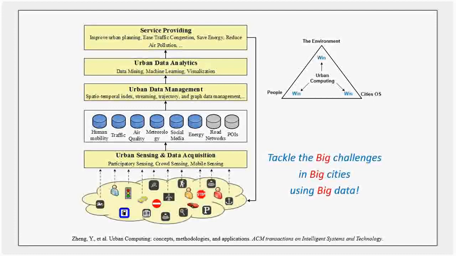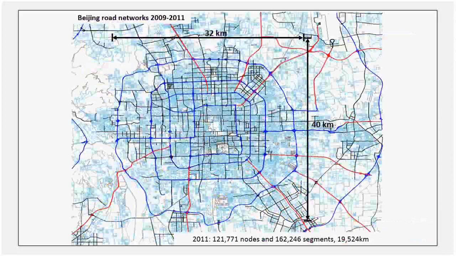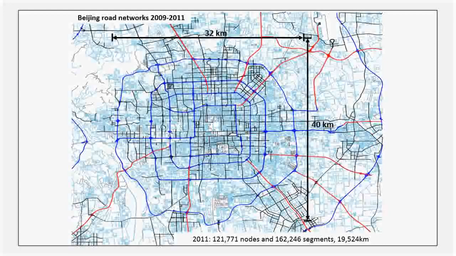The first one is the road network data. This map shows Beijing's road network. The red line stands for the highway connecting Beijing to other cities. The blue circle means the ring road of Beijing. Having the data of consecutive years, we can sense how the city is expanding.